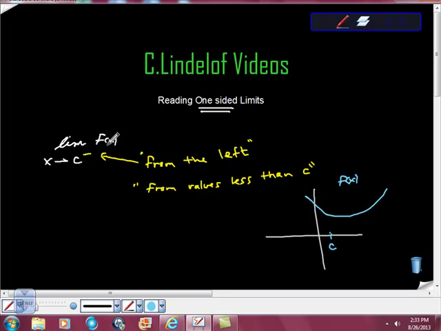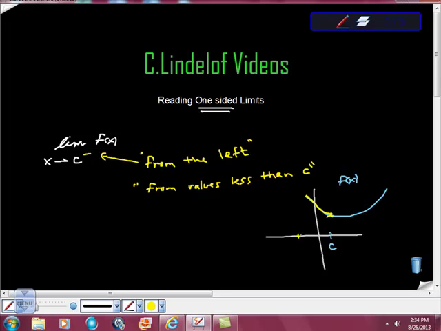It says what is the limit of f of x as x approaches c from values less than c, a left-hand approach. So what it says is that we're going to take some arbitrary value to the left, maybe this one right here, and we're going to get on our function and we're going to start riding our function towards this c value. And what height is that? This yellow diagram right here is showing you the approach.